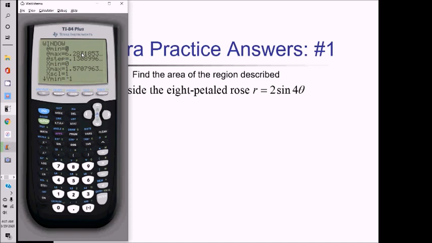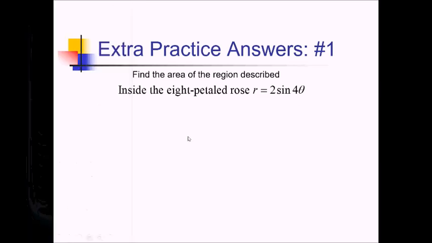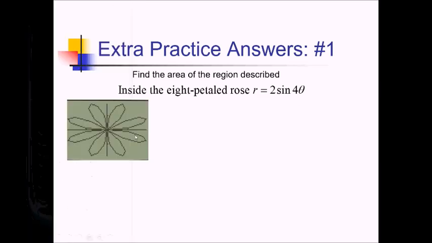Let me do zoom 0 now, zoom fit, and see what this rose looks like. So we're drawing this flower. There we go. We're going all over the place. I couldn't even keep track of where that thing went. It keeps coming in and out of the origin, so that's kind of confusing. There's a picture. We want to find the area in all of these petals.